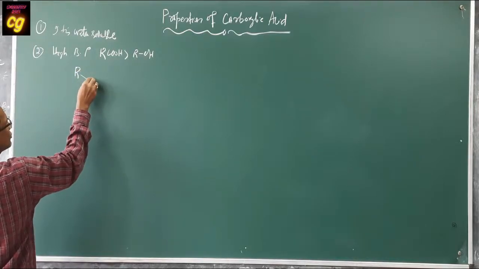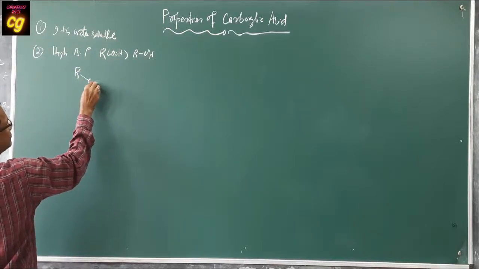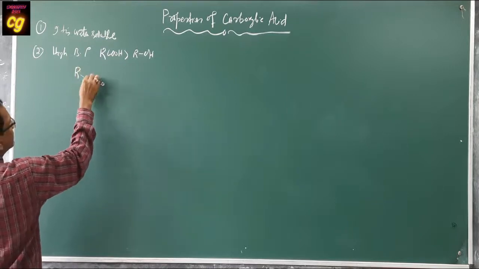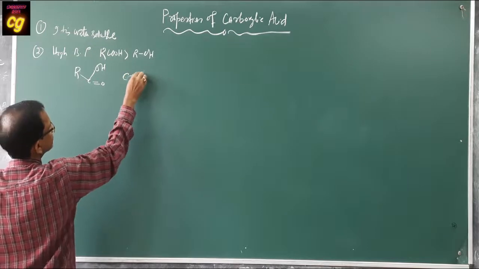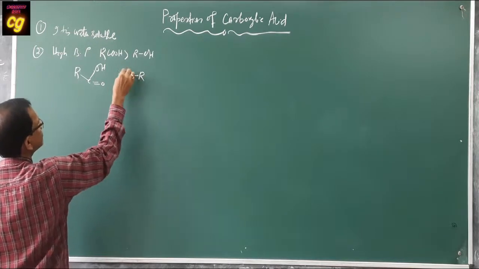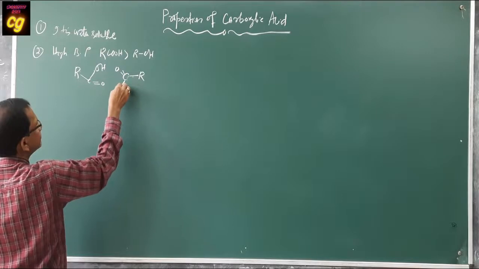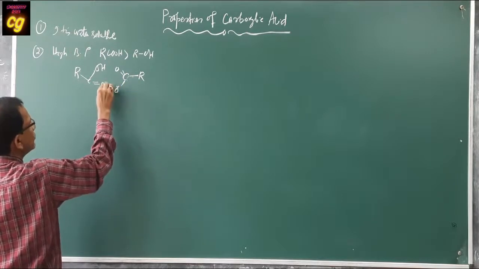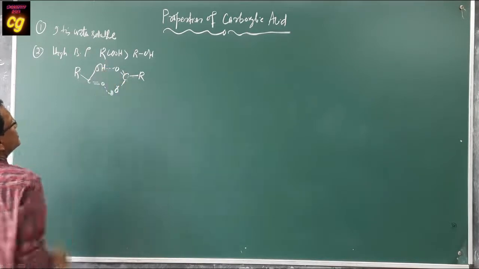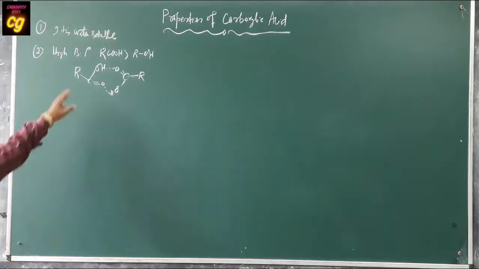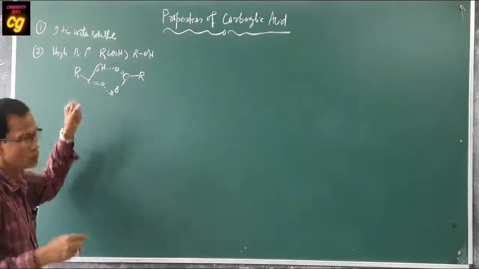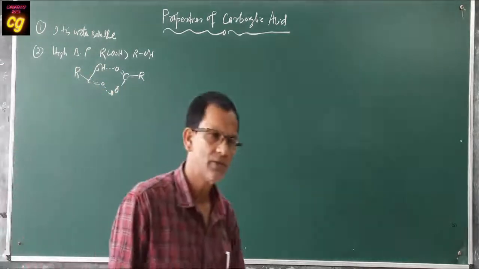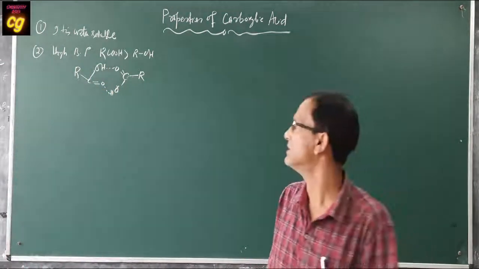If you draw the structure, this is an acid structure. So this dimeric hydrogen bonding takes place. Dimeric form due to hydrogen bonding, intermolecular hydrogen bonding. So molar mass increases. That's why boiling point increases.